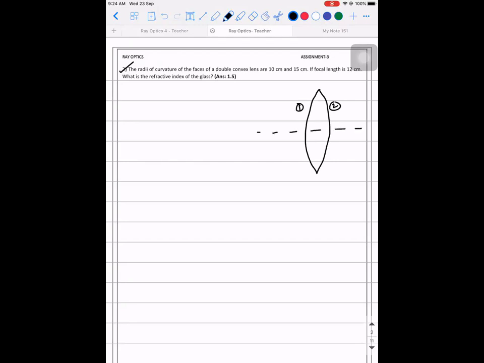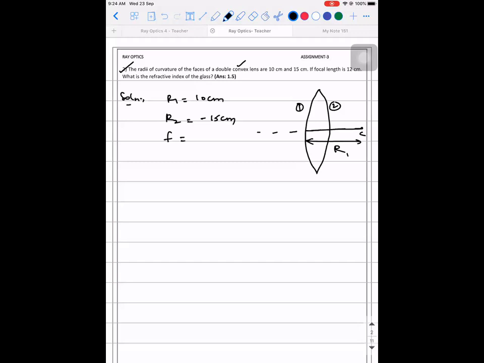Solution. What is the value of R1, guys? Minus 10 centimeter? Hey, R1. For the first surface, where is the center? It is somewhere over here. This will be R1, no? Right side of the optical center. Then what should it be? It is 10 centimeter plus. Don't make that mistake. Convex. So R2 is minus 15 centimeter. If the focal length is 12 centimeters, for a convex lens, is it positive or negative?